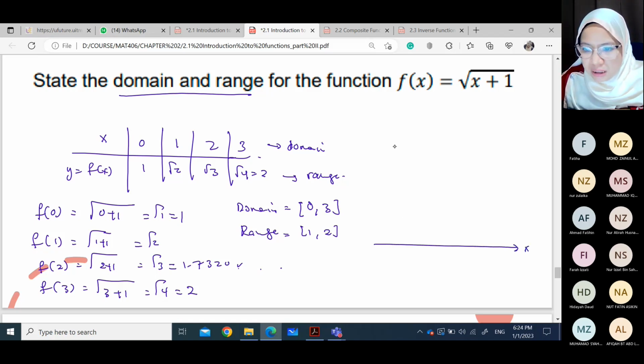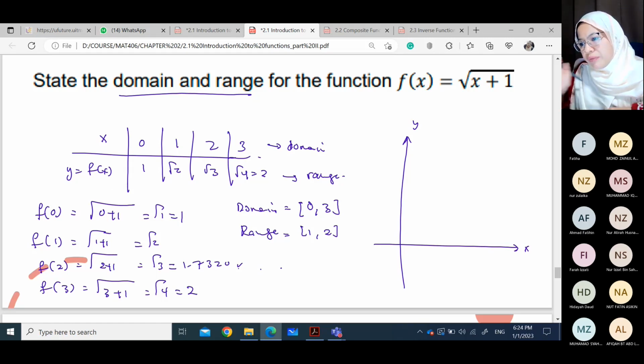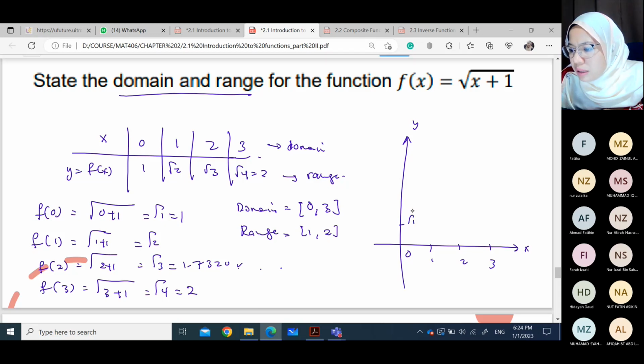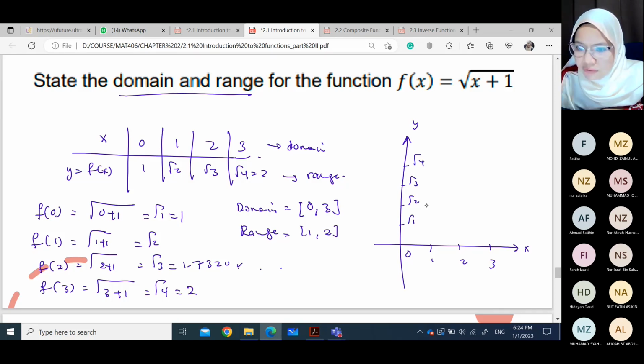So kalau you nak sketch graph pun boleh. So X kat sini. And then we have Y. So kalau you tengok daripada sini kan, nilai X sentiasa positif, nilai Y juga sentiasa positif. Maksudnya you punya graf itu adalah pada suku yang pertama. Okay, pada first quadrant. Okay, so X 0, 1, 2, 3. Jom kita plot. So this one is square root of 1, this one is square root of 2, this one is square root of 3, and the last one is square root of 4.